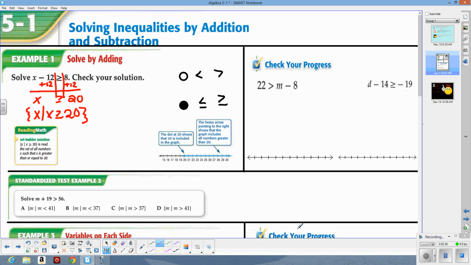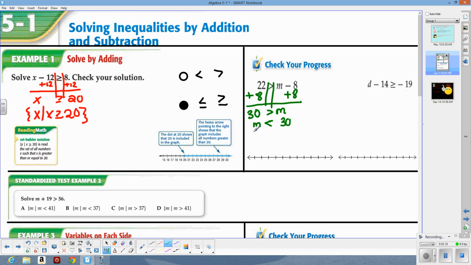You may want to pause the video and try the next two on your own. All right, to solve this one, we're going to, instead of subtracting 8, we're going to add 8 to both sides. So we have 30 is greater than m. Now, most times you're going to see the final answer written with the variable on the left, so we're going to rewrite it with the variable on the left, the 30 on the right. But if we flip those two numbers around, we also have to flip the symbol around. Therefore, it's still pointing at the m and open to the 30.